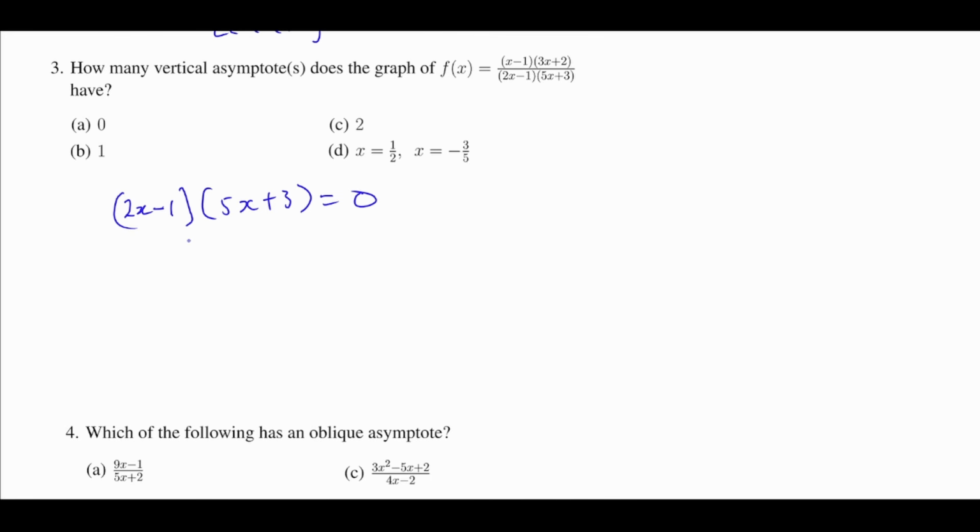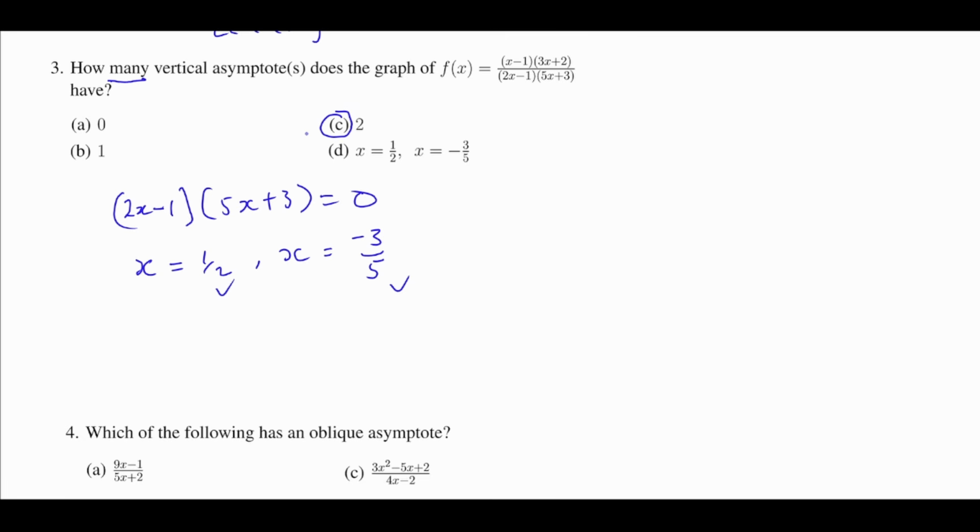Now when we solve each one of them, we have x to be equal to half and then x to be equal to negative 3 on 5. But the question says how many vertical asymptotes. So it is not the answer we get, but how many of them are there. So we count 1 and 2, and then we choose the correct answer, which is C.